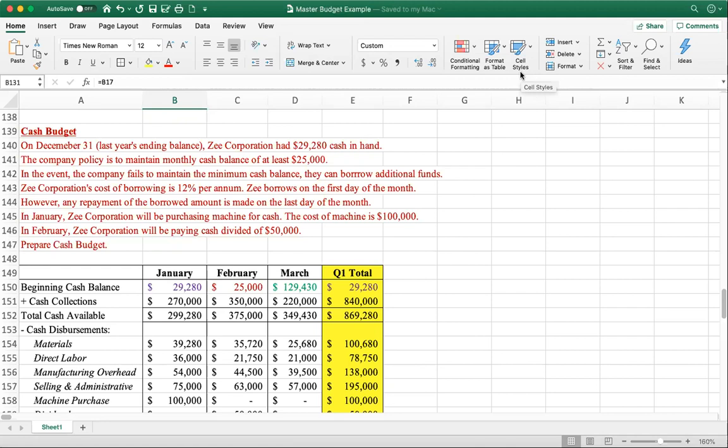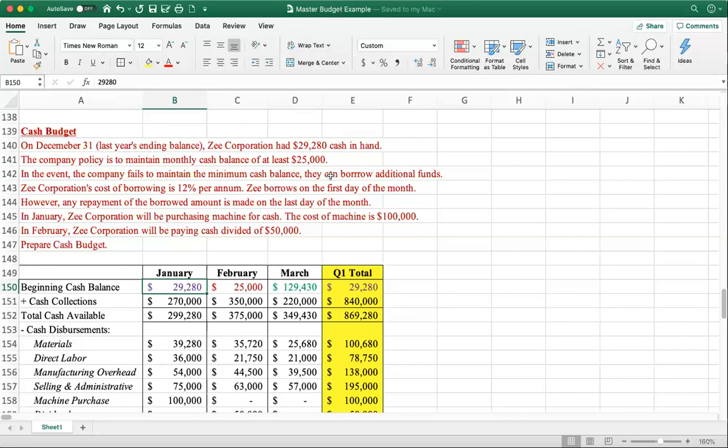Now, in our example here, it says on December 31st, Z Corporation has $29,280 cash in hand. So that's the ending cash balance of last year or last month or the last quarter, which becomes the beginning cash balance of this month, which you can also see in the cash budget here. The first thing you have in January is the beginning cash balance, 29,280. So that's where it's coming from, the ending cash balance of December.